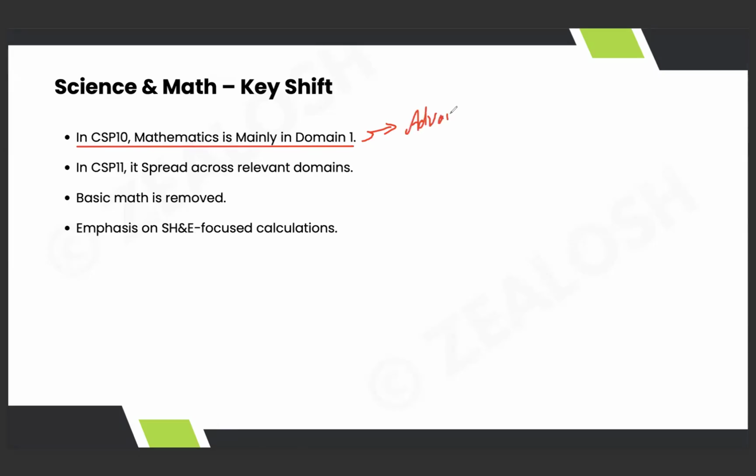Advanced science and math was there in domain one. Now that math is taken out. CSP is telling us that we don't want you to study advanced statistics such as Pearson correlation. Standard deviation is still there, but something related to general statistics or math, we don't want you to study.